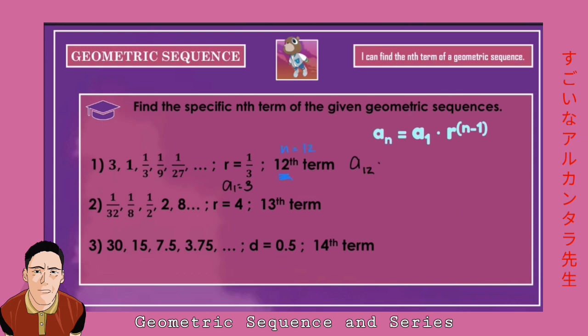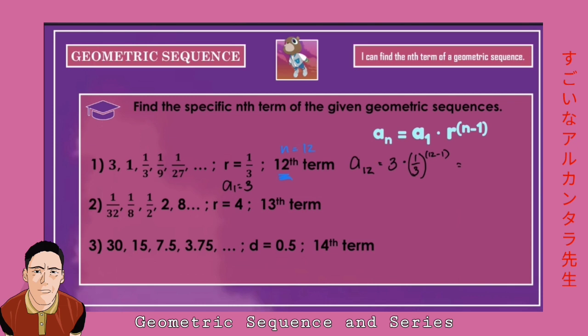So in this case, a sub 12 is equal to, again, substitute that. First term is 3 multiplied by 1/3 raised to n minus 1. So raised to 12 minus 1. So let's see where this will lead us. I don't have a fraction here, so good luck to me. So I have 1 divided by 3, and then I'll raise it to 11.